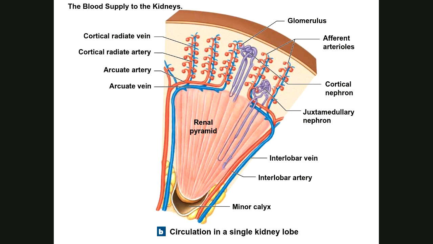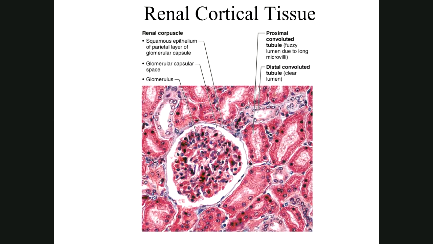Again, this is a histology of cortical tissue. This is the glomerular capsule, this is the capsular space, and this is the glomerulus. Very close to it is the proximal tubule. Very distant is the distal.